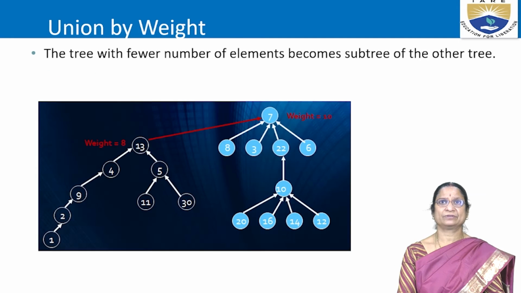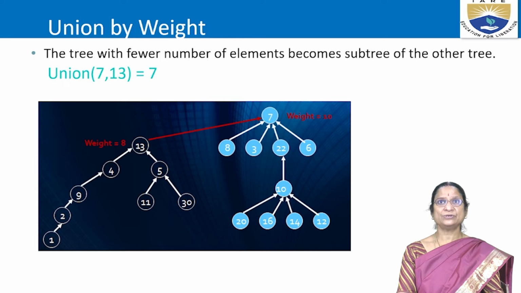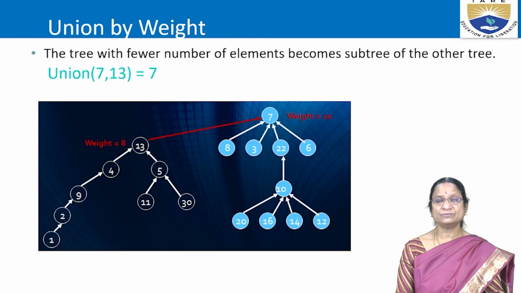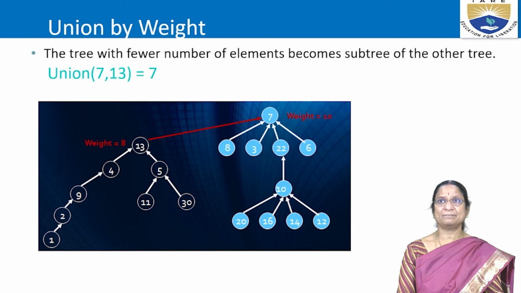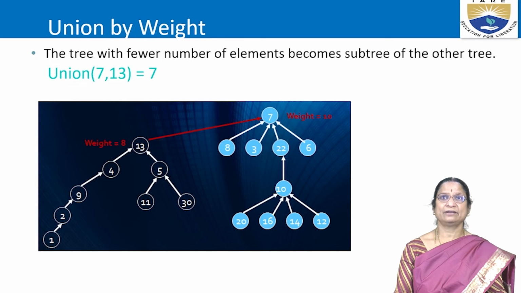This is one way. Another way is union by weight. Union by weight means a tree with fewer elements becomes a subtree of the other. Instead of calculating height, we are going to use weight. Weight means the number of nodes. So the tree with fewer nodes becomes a subtree of the tree having more nodes.